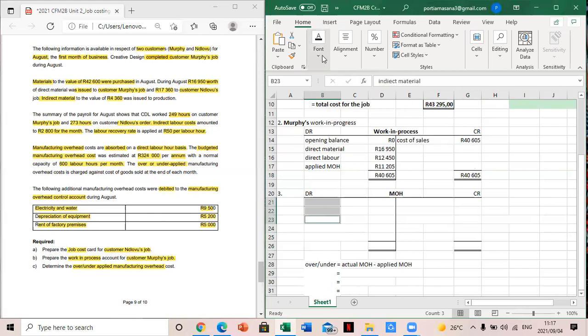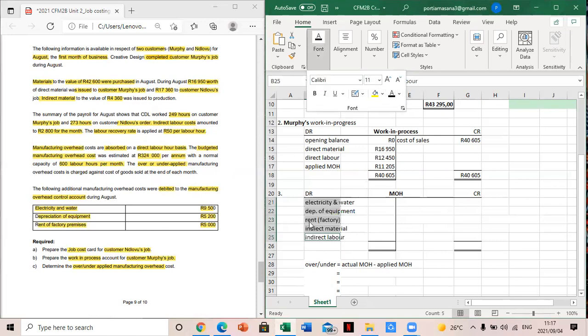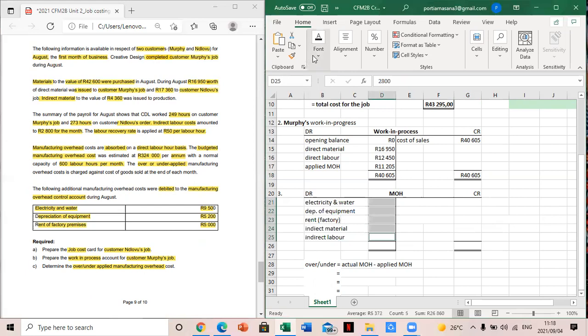Okay, before I just show that, we are also told that there's indirect material. So your indirect material also falls under your manufacturing overheads. And we also have indirect labor wages, or indirect labor costs at 2,800. So all these five amounts will go under the debit side of the manufacturing overheads, which is your electricity, depreciation, rent, indirect material, and indirect labor. So all these five amounts are given. No calculation was needed.